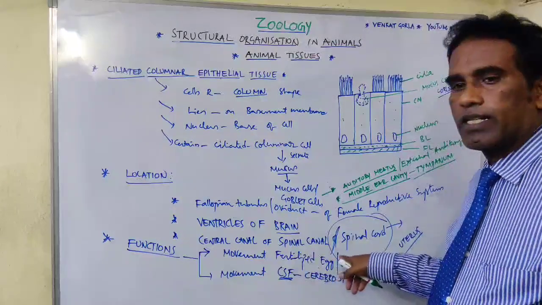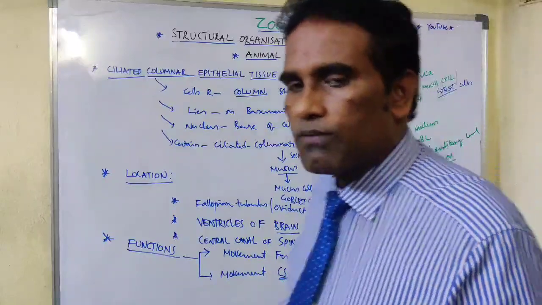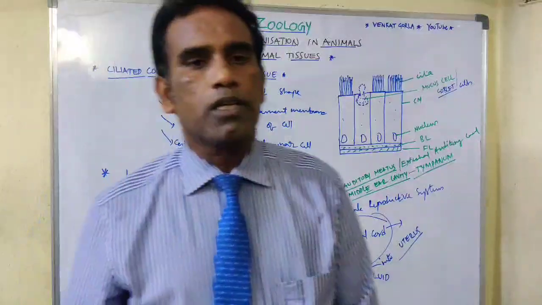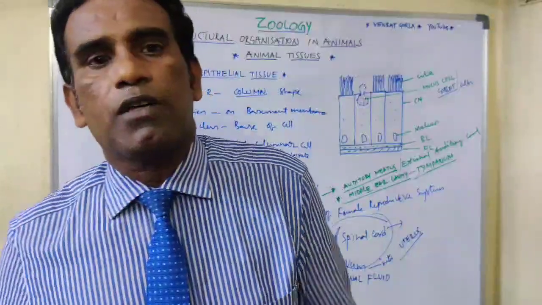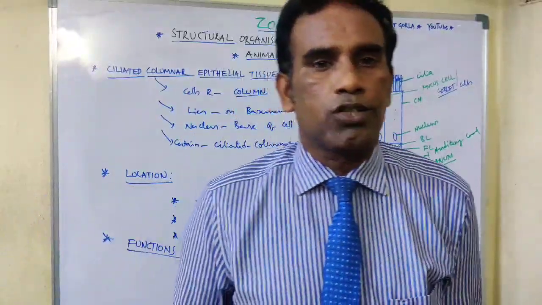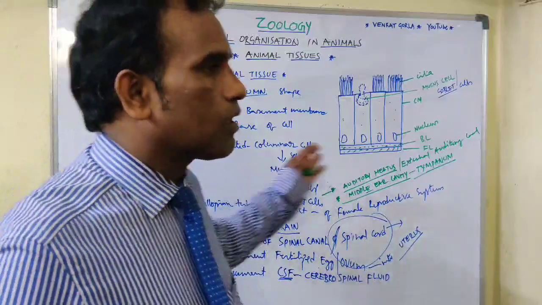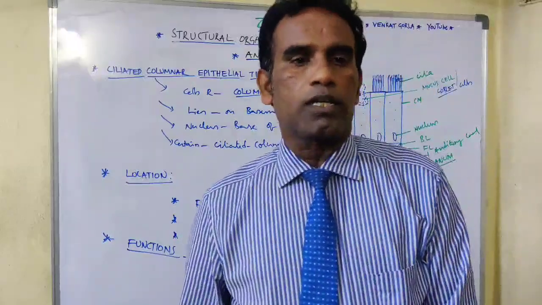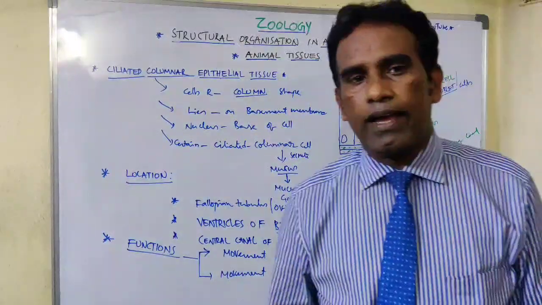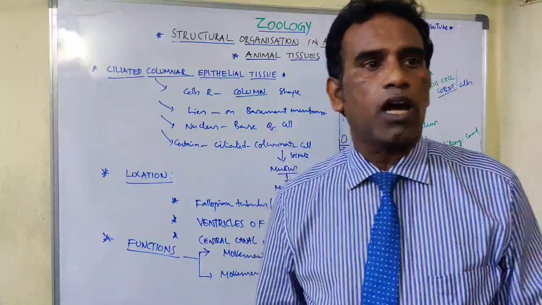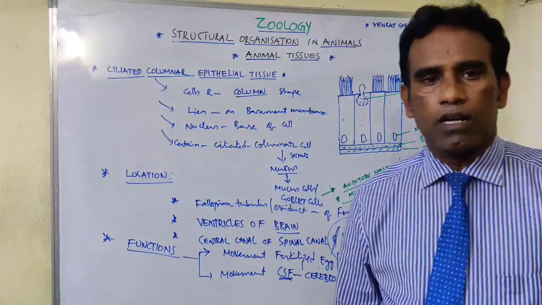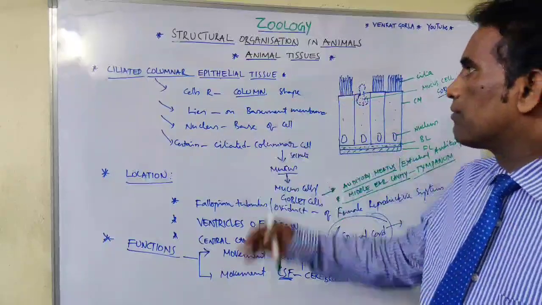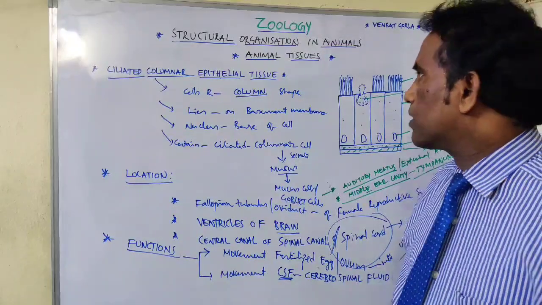The functions, as we said: the movement of ova in the fallopian tubule, or the fertilized egg moving into the uterus, with the help of the ciliated columnar epithelial tissue. And also the circulation and distribution of cerebrospinal fluid in the brain ventricles as well as the spinal canal of the spinal cord. So this is about the functions of this ciliated columnar epithelial tissue.